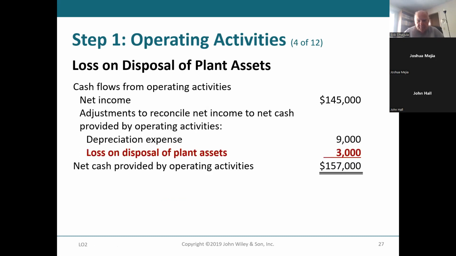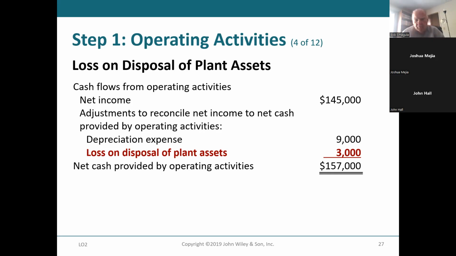So let's see if they give us a demonstration. Yeah, here we go. We had the $145,000 net income. We add the depreciation expense, and you add losses and subtract gains. Why are we doing that? Because that $3,000 loss is included in the $145,000 net income. That $3,000 should not be shown in net income. So we're going to have to add it back to get our cash net income number set up.